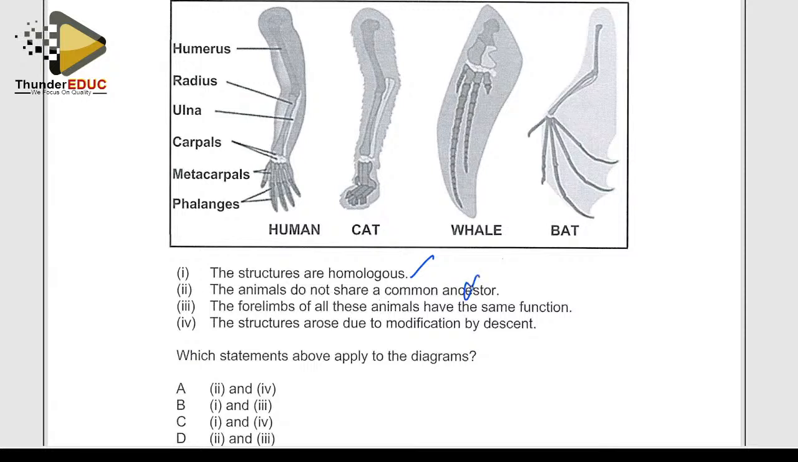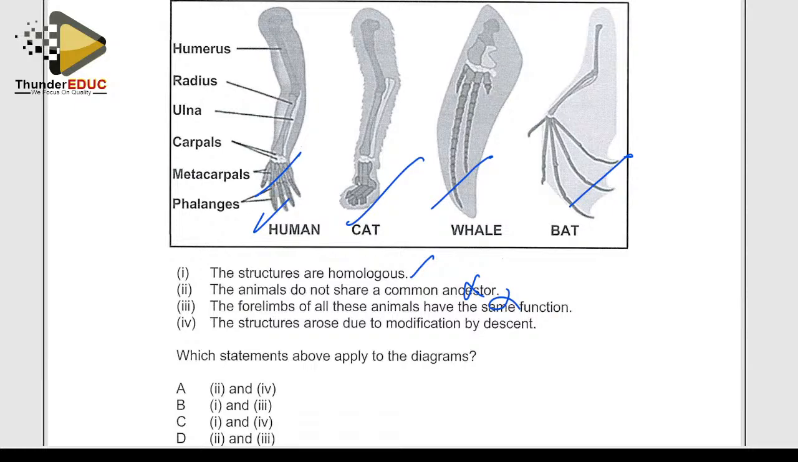Animals do not share... no, they share a common ancestor. That's why it is divergent evolution. The limbs of all these animals have the same function? Not really, they don't have the same function, because this is for flying, this is for swimming, this is maybe for making holes and catching rats, and then this is for carrying. So they don't have the same functions. Structures arose due to modification by descent.